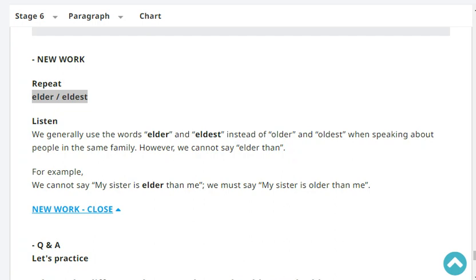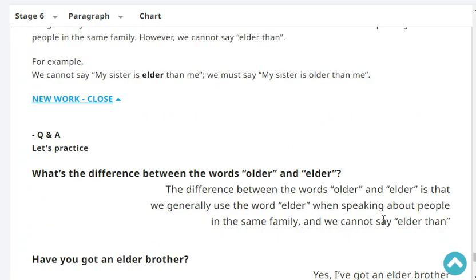However, we cannot say elder than, we say older than. For example, we cannot say my sister is elder than me. We must say my sister is older than me. Let's practice. What's the difference between the words older and elder?